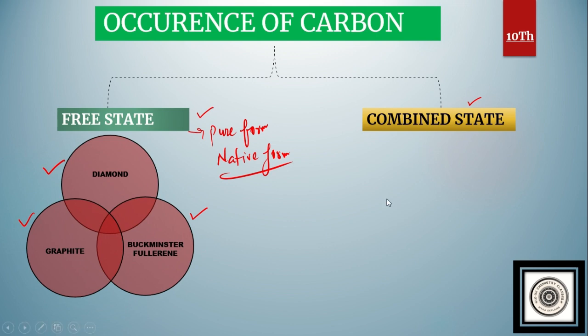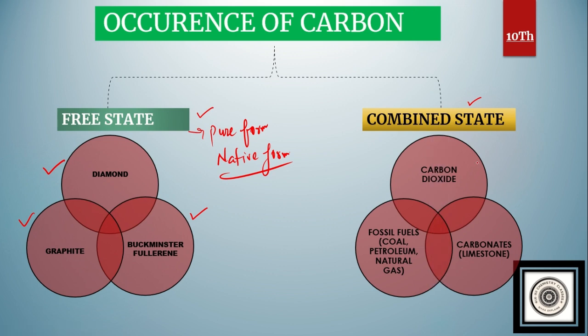It also occurs in the combined state, like in the form of carbon dioxide in the atmosphere, in the form of fossil fuels, coal, petroleum, natural gas, and carbonates and bicarbonates. These are 2 different forms of carbon. Carbonates means CO3 2-, this form. It can be a metal carbonate, or hydrogen carbonate, or bicarbonate, which means HCO3 minus. This is hydrogen carbonate or bicarbonate. Clear? So these are some of the forms in which carbon occurs in nature.